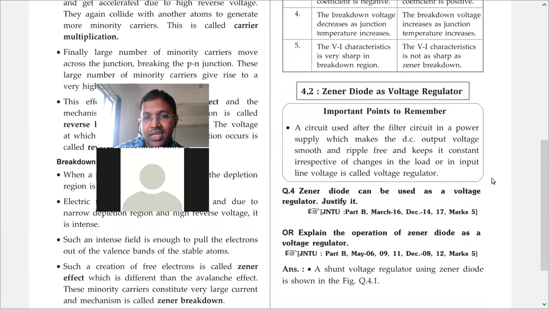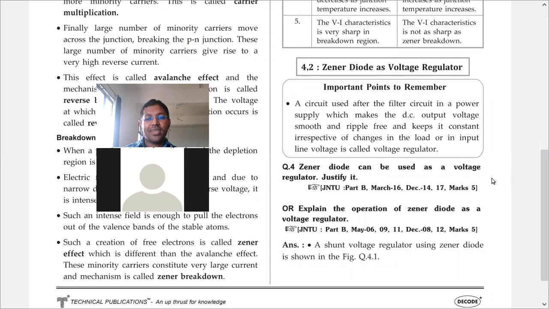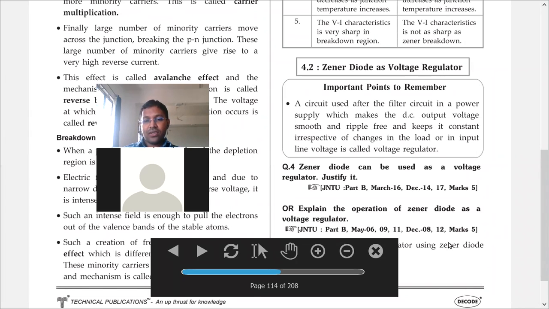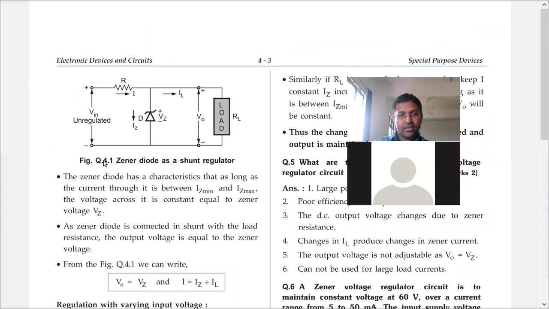Next, we will see how we can use the Zener diode as a voltage regulator. The outline we have already seen in the previous class. Zener diode as a voltage regulator. A shunt voltage regulator using a Zener diode is shown in figure 4.1. This also we have seen in the previous class.